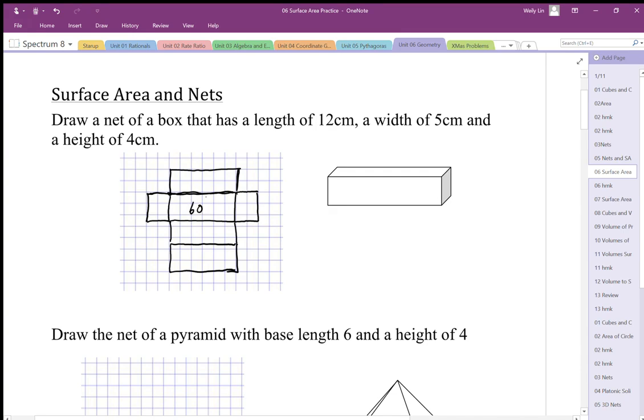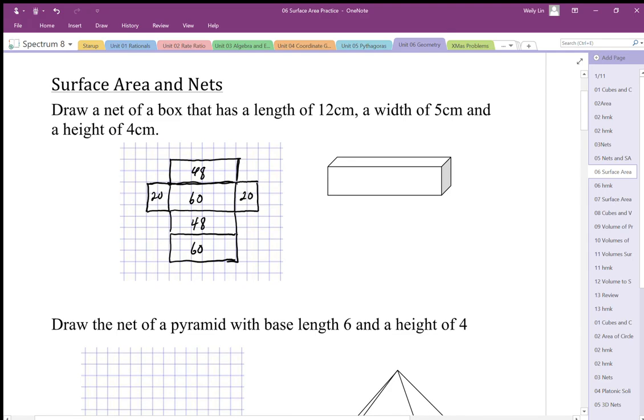This is 12 by 5. This is going to be 4 by 12. Okay, so this is also going to be 4 by 12. This is 5 by 12. These ends are going to be 4 by 5. So then, accounting for all the surfaces, I'm just going to count them all up. 20, 20, 48, 48, 60, 60. Okay, adding those all up, what am I getting here? I'm getting 160 plus 96, so 256 centimeters squared.